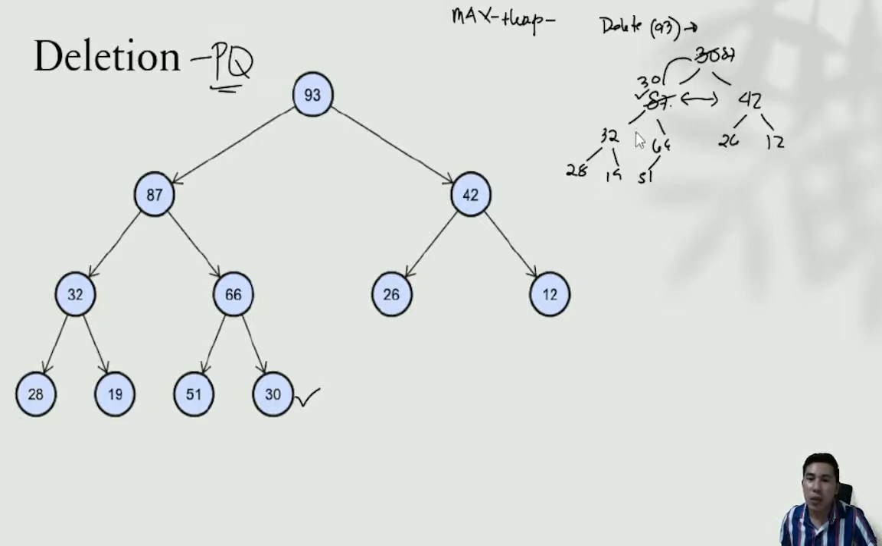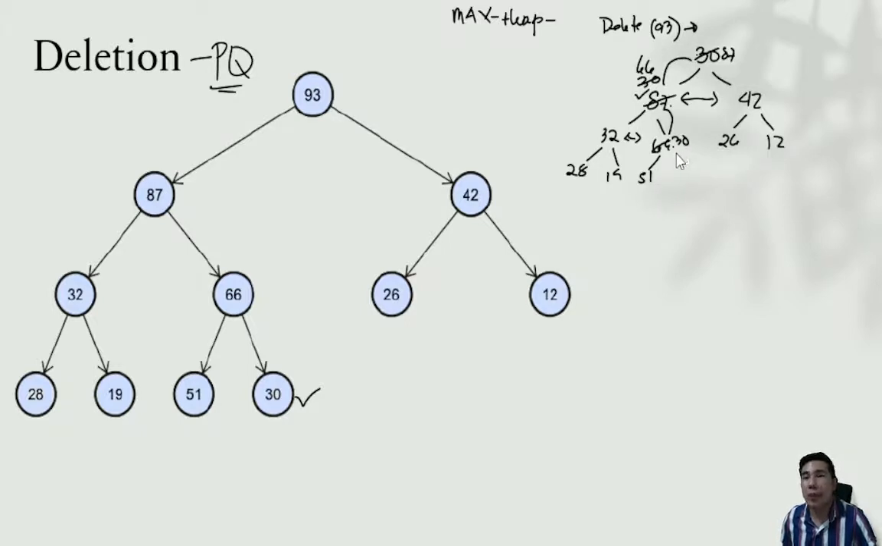Now, you will need to compare the children of 30. Which one is greater? We have 66. Therefore, you will need to swap 66 and 30. So you'll have here 30 and you have here 66. This time, since 30 has only one child, automatically 51 will be compared to 30. So is 51 greater than 30?